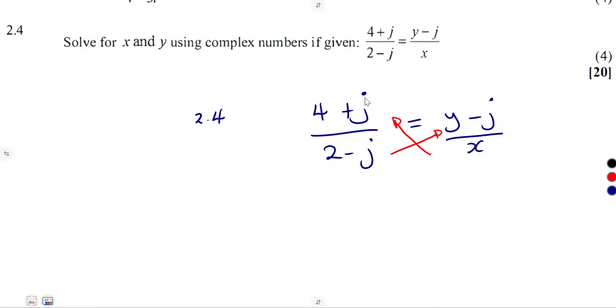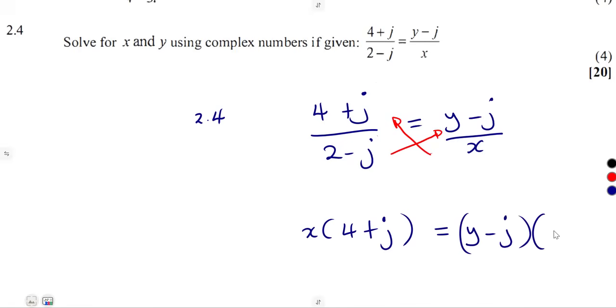So x here is going to multiply everything. That's x into 4 plus j is equal to the 2 minus j, and the y minus j is going to multiply each other. So that's y minus j like this times 2 minus j.